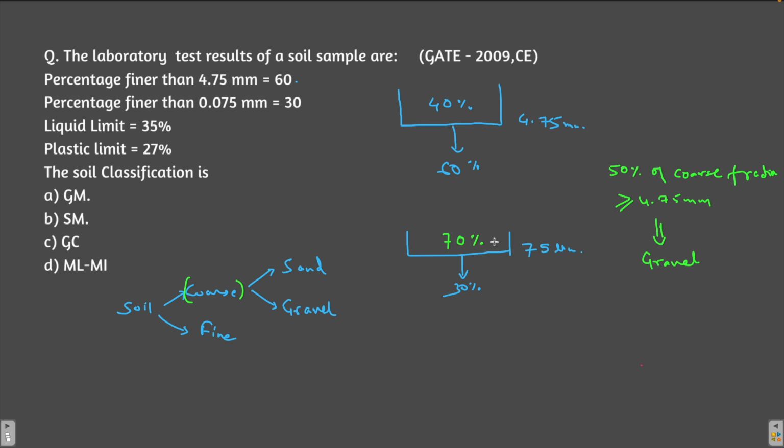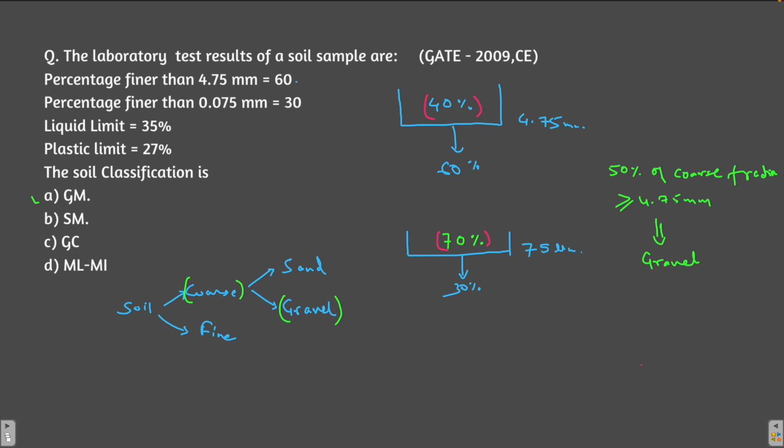So let's see what that is. What is 50% of the coarse fraction? How much is the coarse fraction? We got the answer as 70. Our coarse fraction was 70%. What is 50% of 70%? 50% of 70% is 35%, right? So 40% of the total soil is retained on the 4.75 millimeter sieve, which is greater than 35%, right? That means our soil is a gravel because more than 50% of the coarse fraction is retained on the 4.75 millimeter sieve. That means it is a gravel.